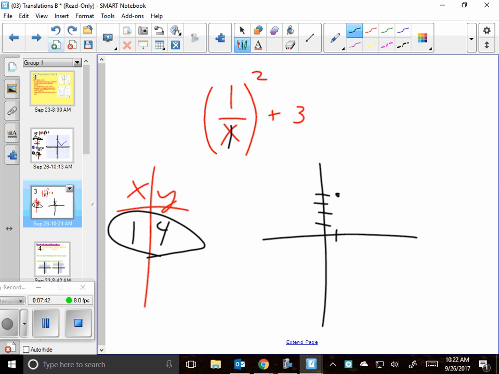And then I just have to keep making a bunch more points. And if my points end up doing this, I'd be like, oh, I guess that's what the graph looks like. You know what I mean? I don't know what it looks like till I get a bunch of points and I connect them.